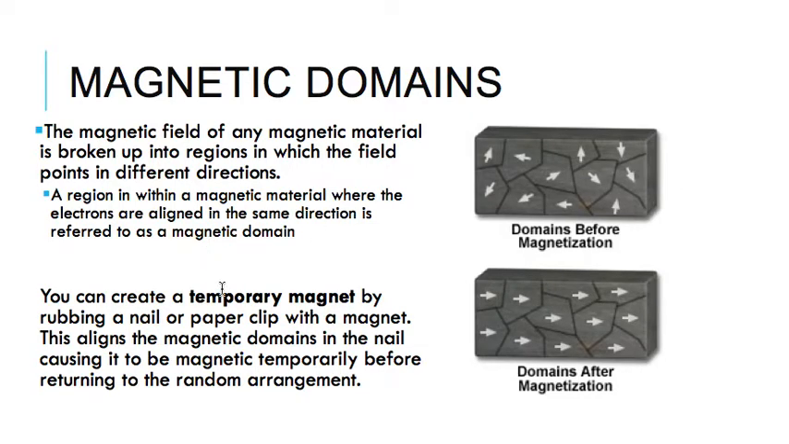You can create a temporary magnet by rubbing a nail, for instance, which is not normally magnetic, or a paper clip, with a magnet. And what it's doing is you're basically aligning all those magnetic domains together, and it only lasts for a moment, but you're temporarily creating a magnet when it does this.